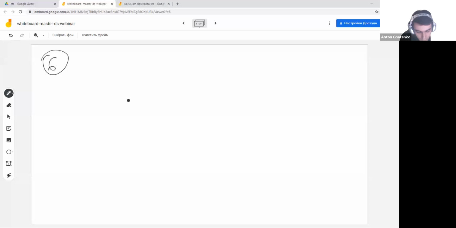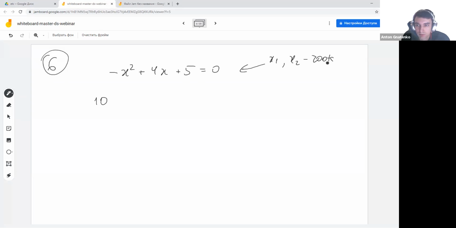Problem number 6. We are given a quadratic equation, minus x squared plus 4x plus 5 equals 0. So let x1 and x2 be roots of this quadratic equation, and we are asked to find the value of this strange expression. Okay, maybe it is not so strange, but let's try to compute it.